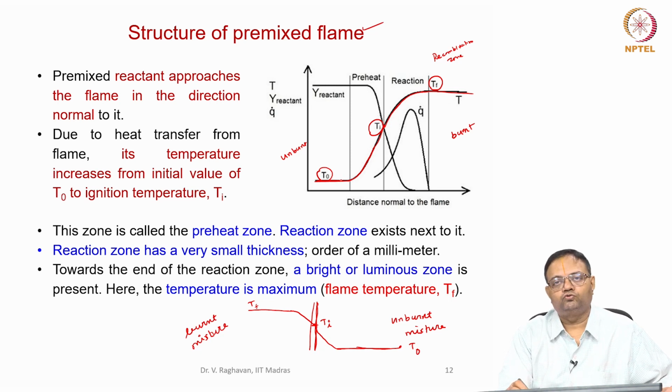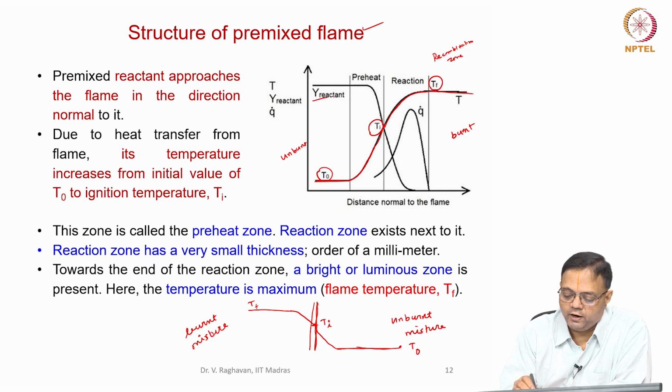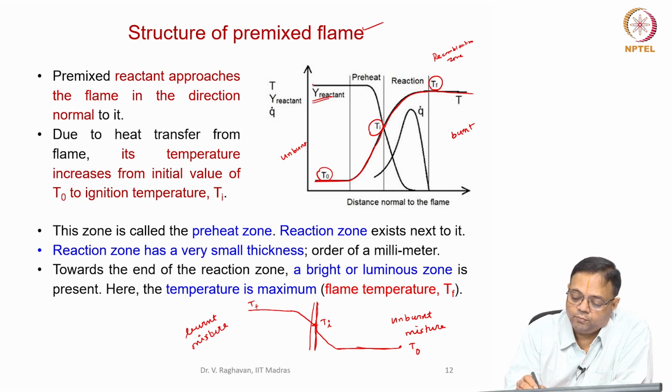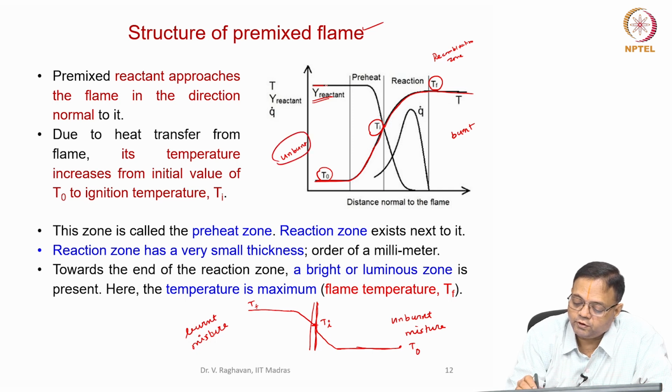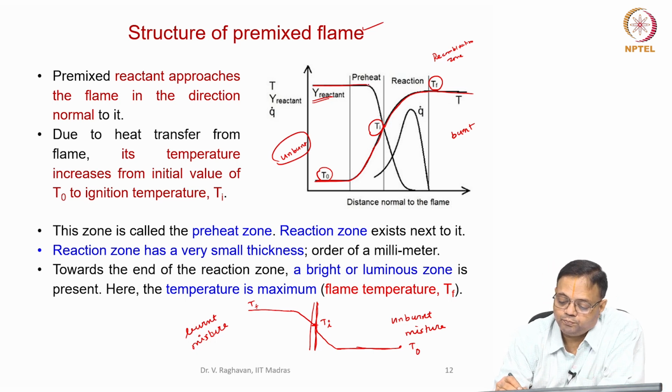Not only the temperature profile, we can also have the mass fraction of the reactant. Say Y reactant is the mass fraction of the reactant. So, the mass fraction of the reactant on the unburned side is Y reactant, and it remains constant up to some particular point. Then at this point it diffuses to the reaction zone. So, due to the diffusion, its concentration or mass fraction decreases, and in the reaction zone it is consumed in the reactions, and maybe within the reaction zone, the reactants are entirely consumed.